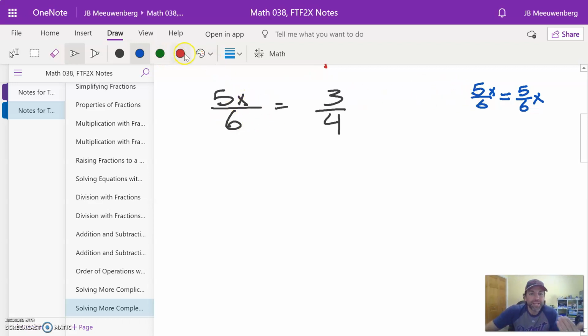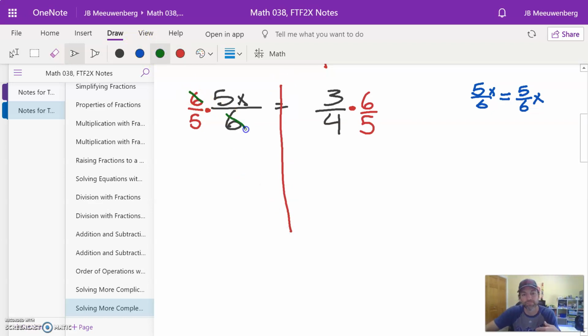So the whole idea here is we still have to cancel. We need to get rid of that 5/6. The coefficient is 5/6, so we multiply by its reciprocal. We multiply both sides by 6/5. I'm going to write that as a fraction over here too, because everything's a fraction in this case. I didn't draw my line. Here's my line. Multiply by 6/5. What happens? The 6's cancel, the 5's cancel. All we have left is x equals.